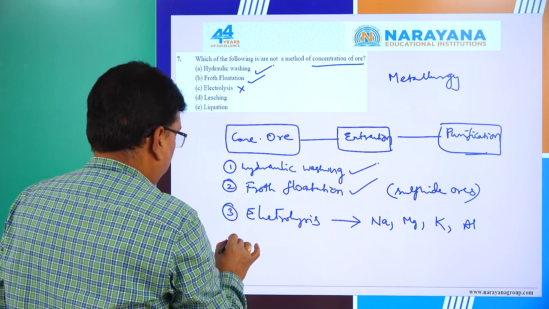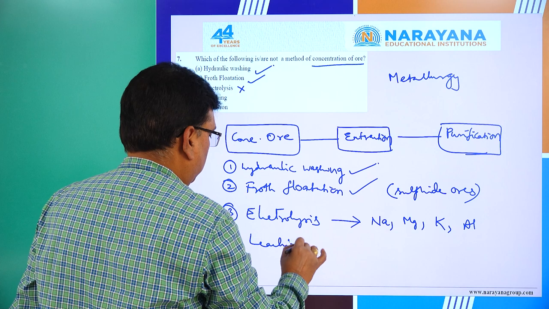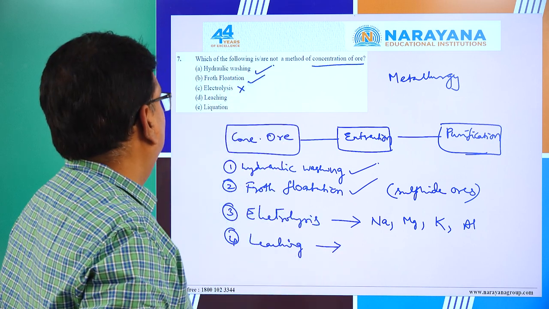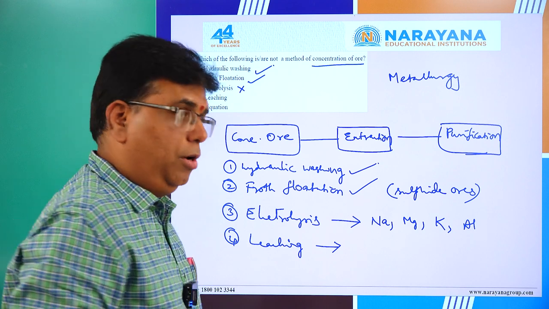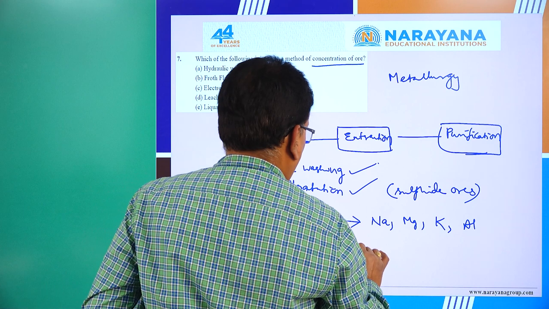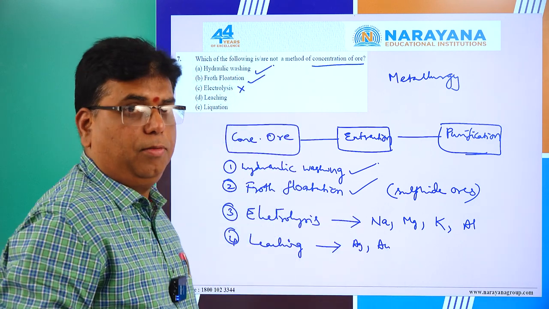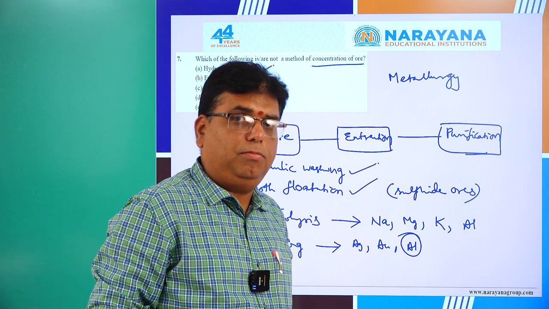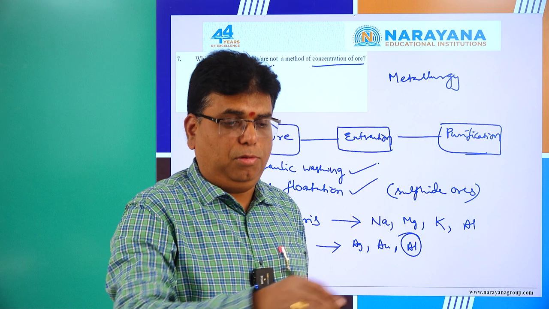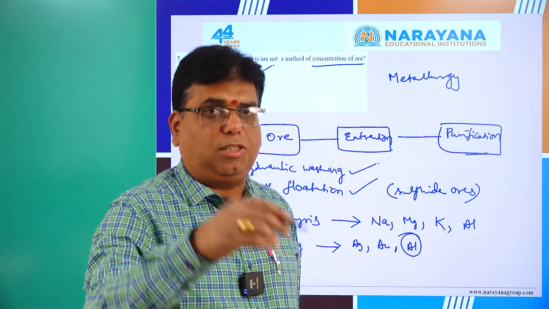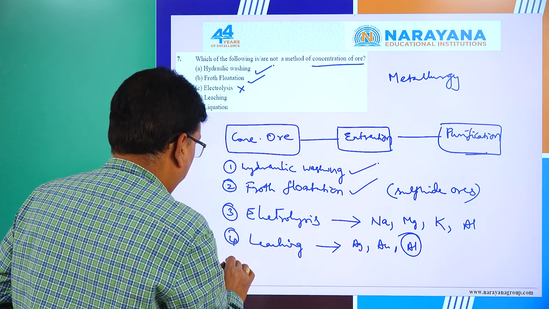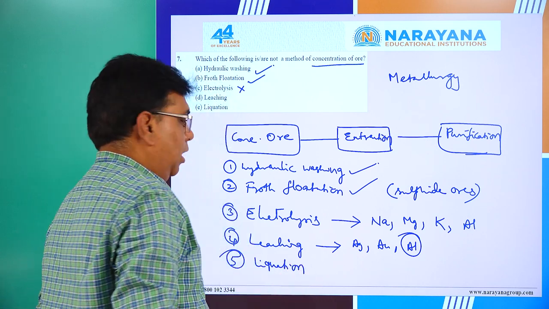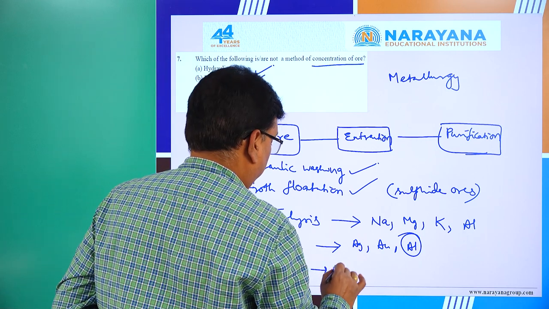And leaching. Leaching is a method by which the ore, silver ore, gold, etc. can be treated, or even aluminium ore, bauxite. The bauxite ore is digested in sodium hydroxide. That is the leaching process. Then fifth, liquation. Liquation is for the purification of metal, not ore.